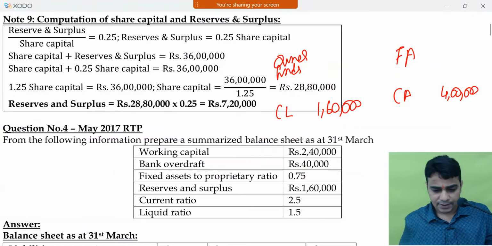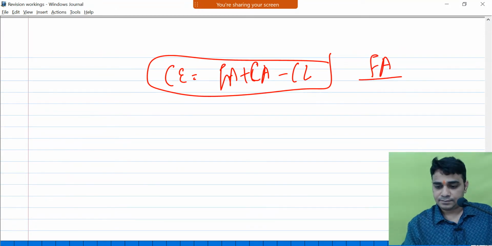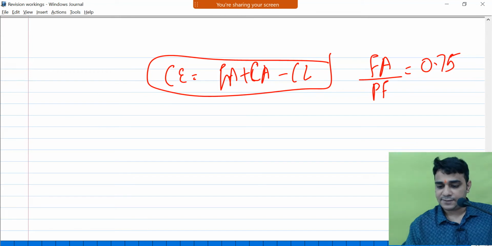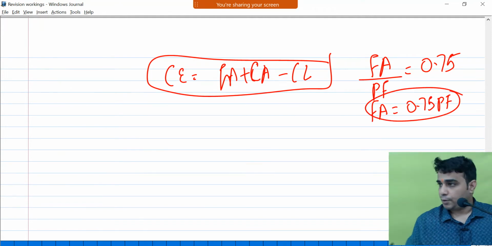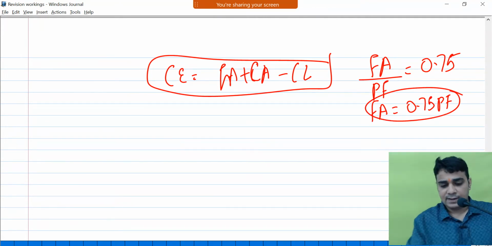The second thing they have mentioned in the question is fixed assets to proprietor funds is 0.75. So I can say fixed assets is equal to 0.75 proprietor funds.